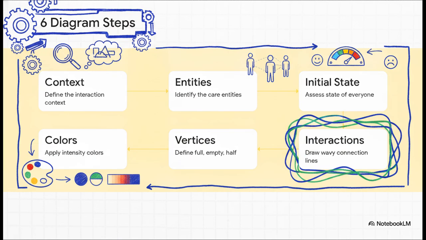Now, if you're mapping this out for a study guide, Chapter 1 of the manual gives us a rock-solid recipe. It's literally 6 simple steps. First, define the context. Second, identify the care entities involved. Third, assess the initial state of everyone. Fourth, draw those interactions using our wavy lines. Fifth, define the vertex types, full, empty, or half full. And sixth, apply colors to show the intensity of the flow. Stick to those steps, and you can diagram almost any situation in life.